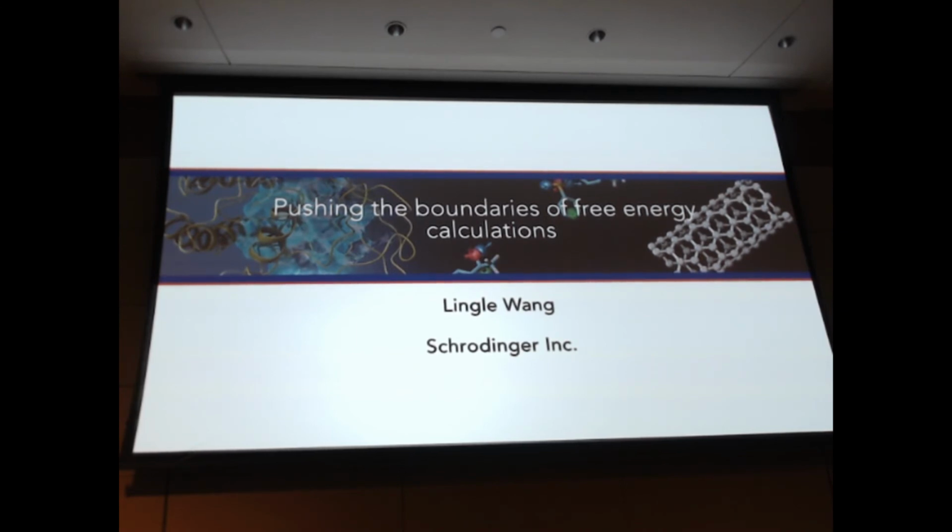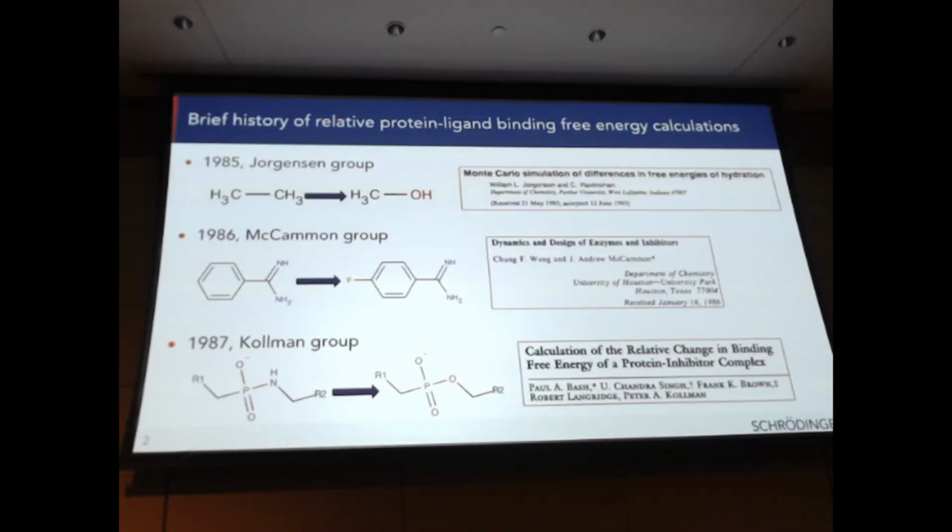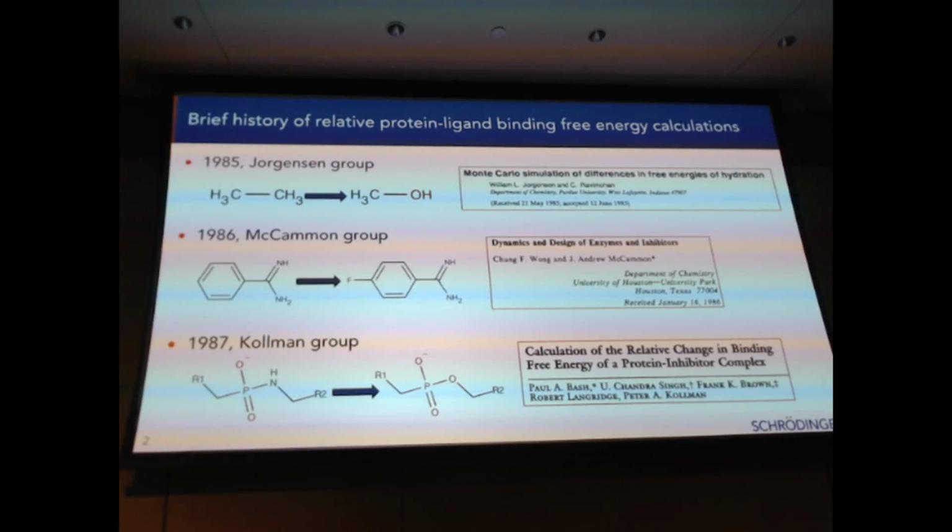I'm going to talk about our effort at Schrodinger to develop novel methods to address challenging perturbations that are outside the domain of applicability of conventional methods. As we all know, the original theory about FEP has been there for more than half a century. And since the initial application of FEP to calculate protein-ligand affinity, people have been focusing on very small R group modifications and single atom mutations.